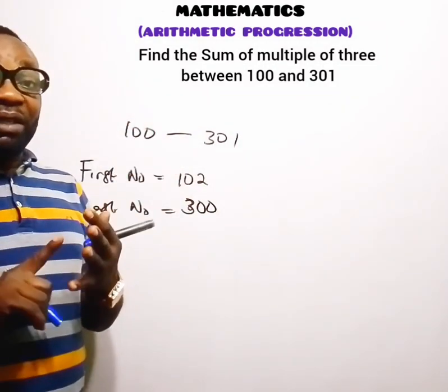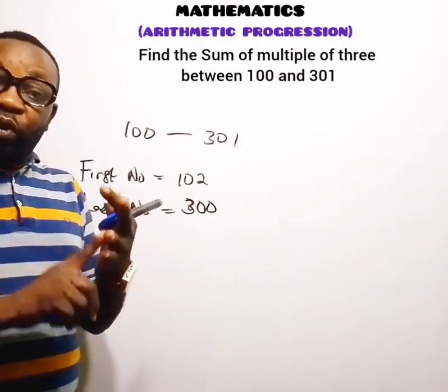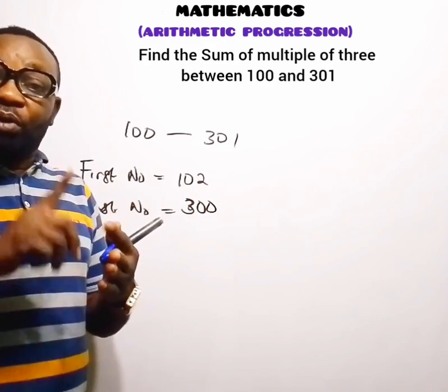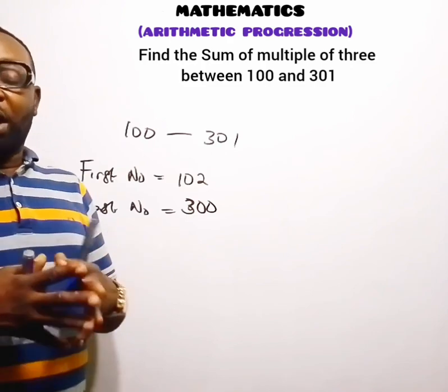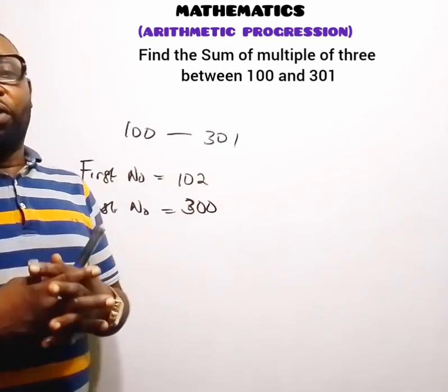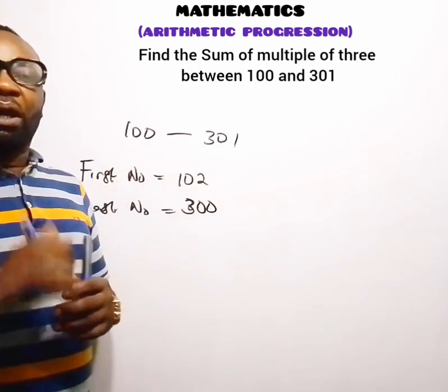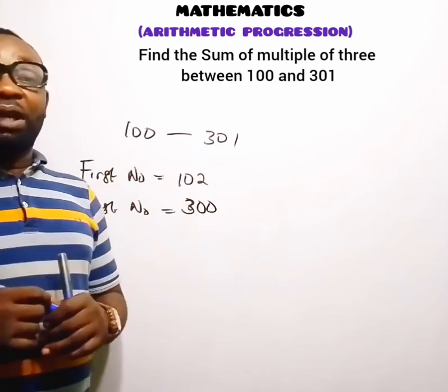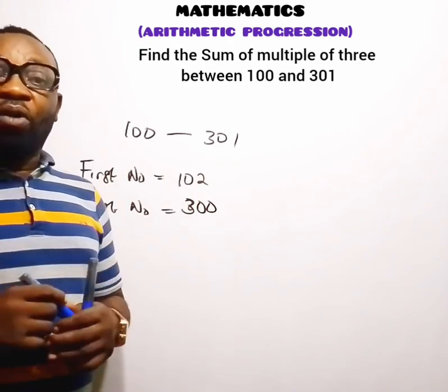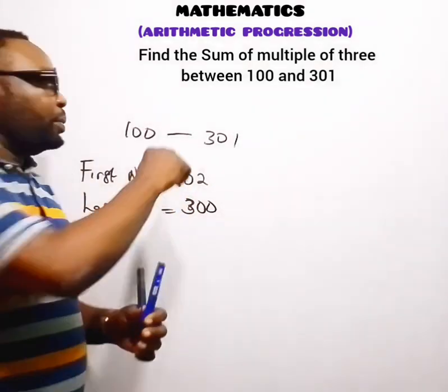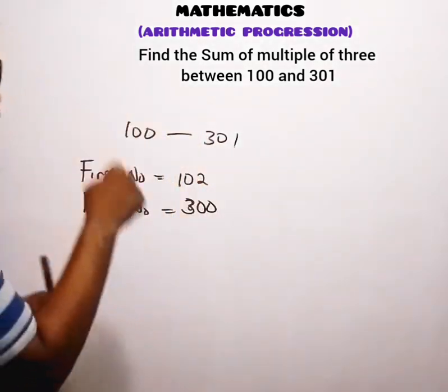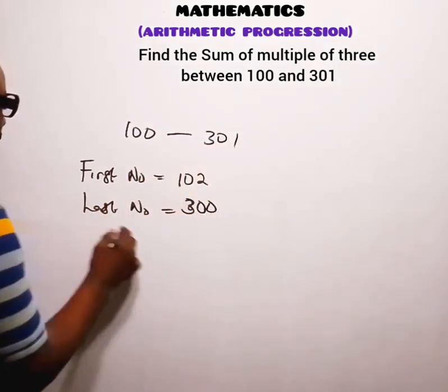Now, for us to find the sum, we need to first of all find the number of those multiples of 3. After we have found the number of the multiples of 3, that is when we can now calculate the sum of all those numbers. Now, how do we go about it? Let's look at how we find the number of multiples of 3. How many of this type occur between 100 and 301? Now, this is how you do that.